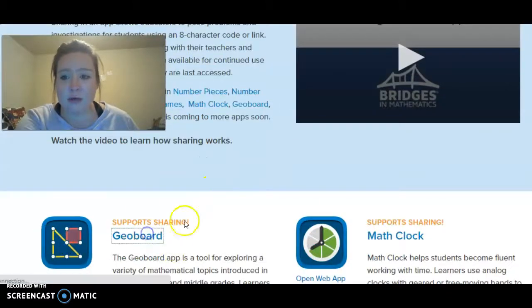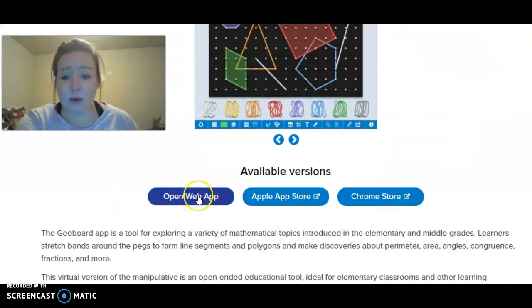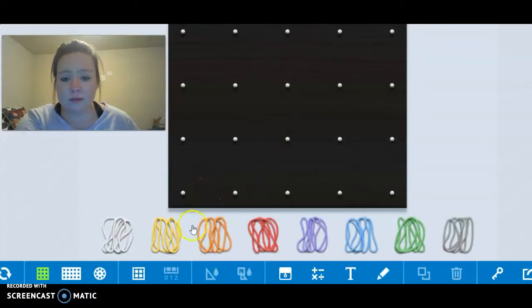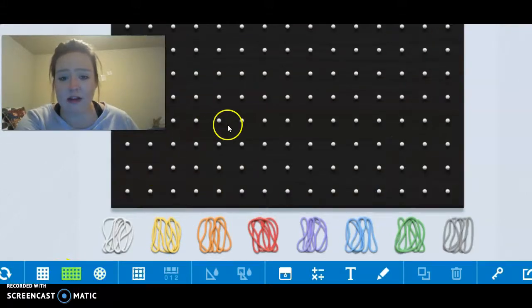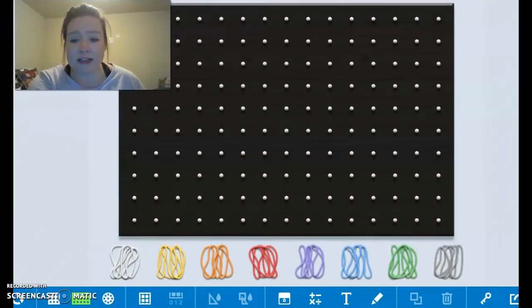Okay, so let me go ahead and open up Geoboard. I'm going to open the web app. Down here, you can change the shape of your Geoboard. I want the long one. Now I can use these little rubber bands. I know that you guys have probably used this. You drag it and then drop it, and you can make different shapes with your Geoboard.